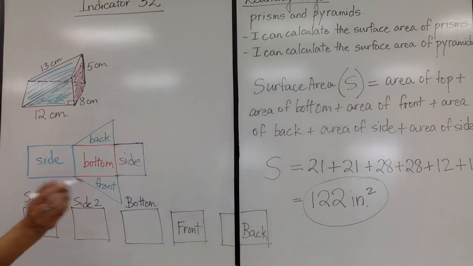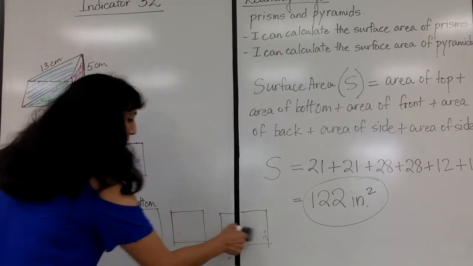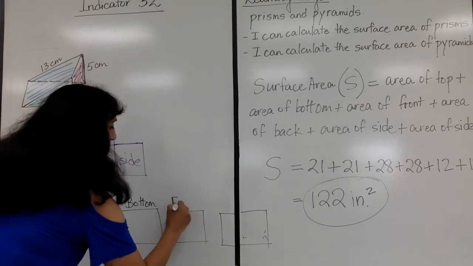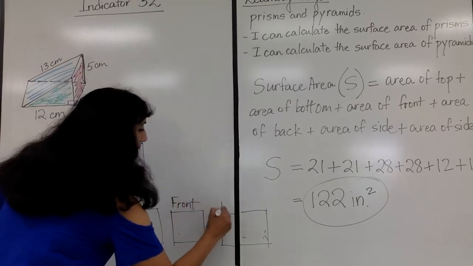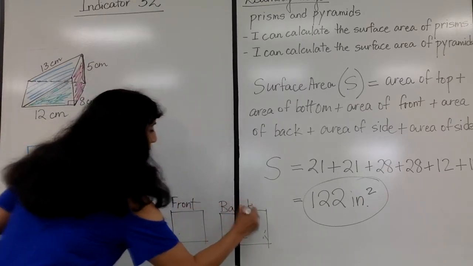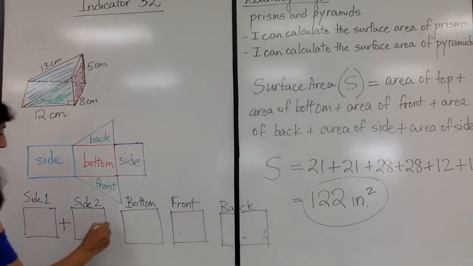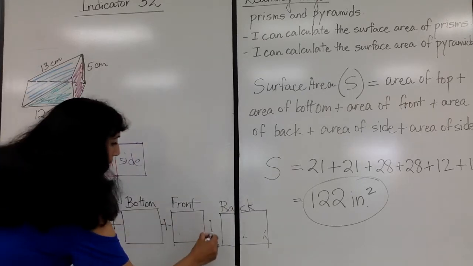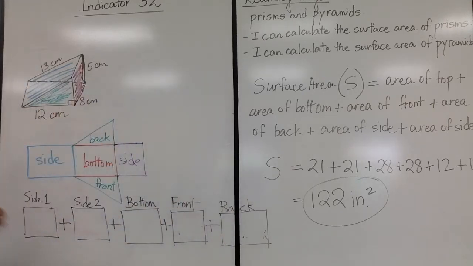Okay, and then remember when we find the area of all these, after that you are supposed to add them all together. So I do front and I do back. And once I have all these areas, I am going to add them up to get the surface area. So it becomes really simple over here.